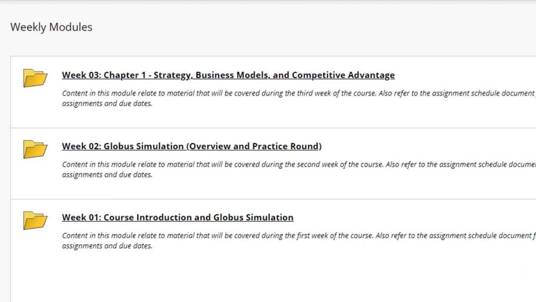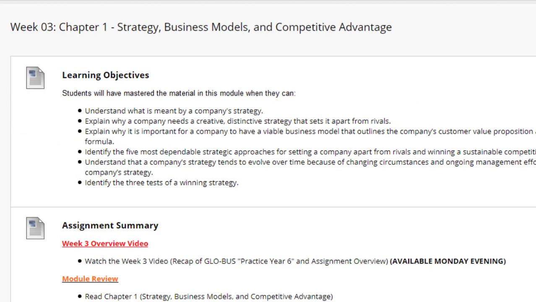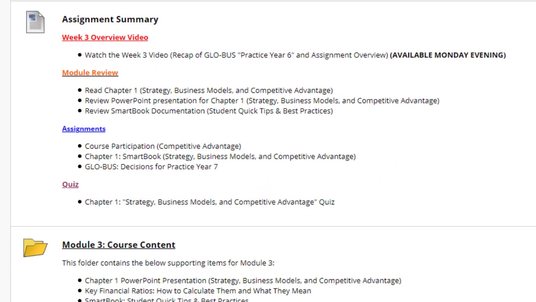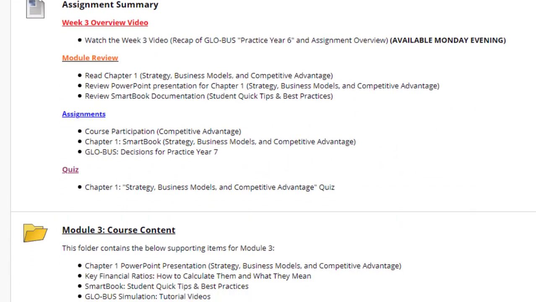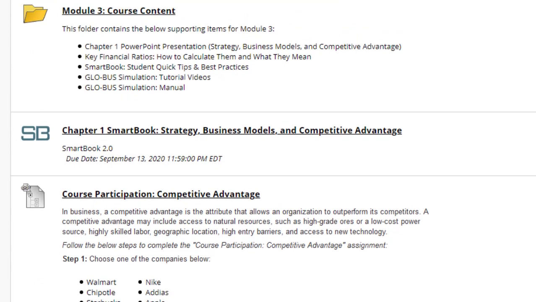Since you already know the structure of Blackboard, we're going to just jump right into the module. Of course, first we have the learning objectives for the week, the assignment summary, which I'll cover here in a moment, and the Module 3 course content. Make sure you're reviewing this information.